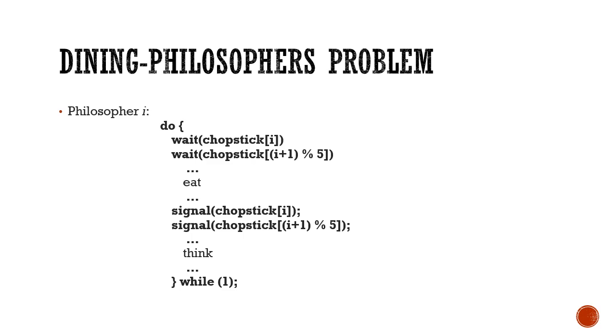Eat: once both chopsticks are acquired, the philosopher can eat. signal(chopstick[i]): after eating, the philosopher releases the left chopstick by signaling, making it available for others. signal(chopstick[(i+1)%5]): similarly, the philosopher releases the right chopstick. Think: after eating, the philosopher starts thinking, repeating the cycle.